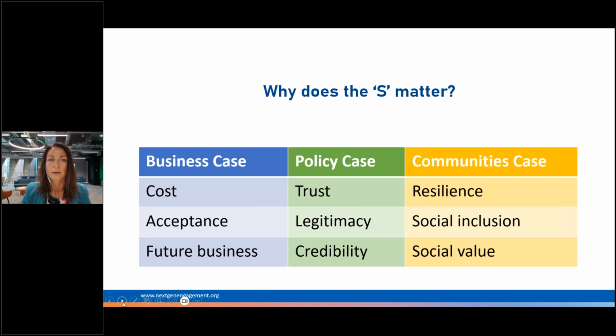So for business, to recap, it's all about cost and reducing the costs of delays or project cancellations. It's about acceptance, which can help to smooth project delivery and smooth out community protest. And it's about future business and reputation. From the policy perspective, we're really focused on what governance need most in order to operate and run effectively as public institutions: trust, legitimacy, and credibility. And from a community's perspective, it's all about the good stuff: resilience, socioeconomic inclusion, and creating social value from the major investments that are being made.